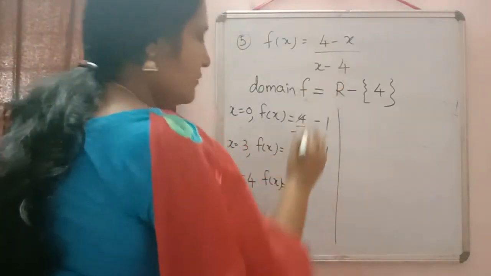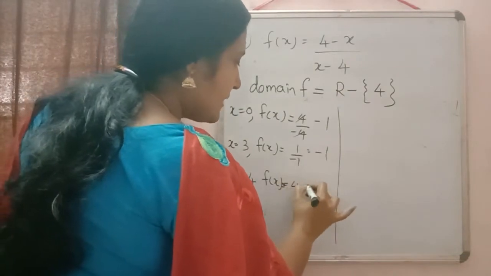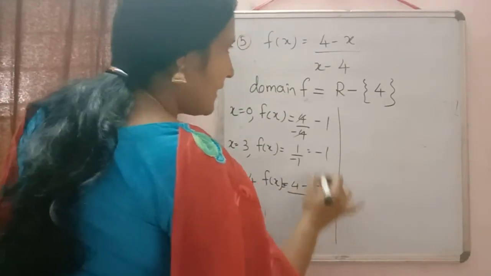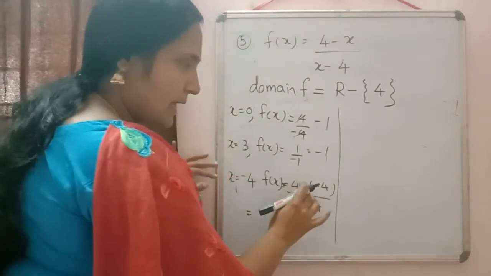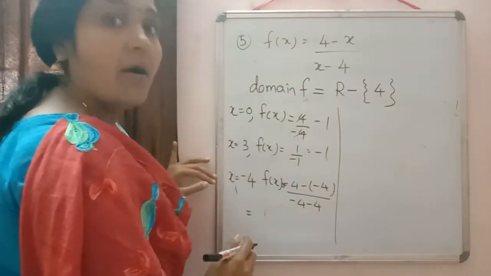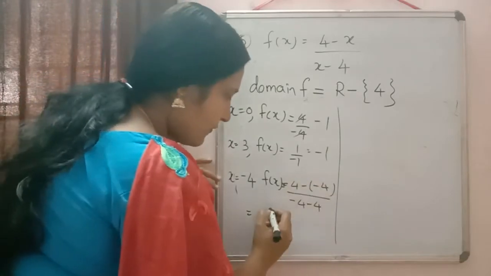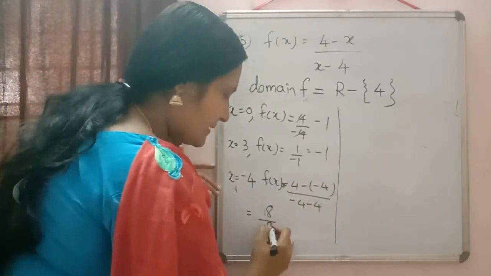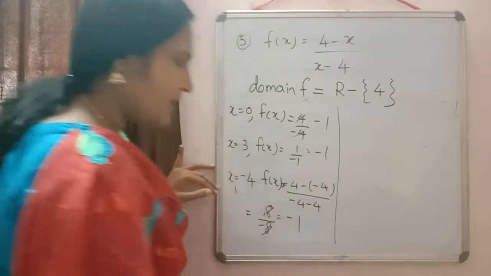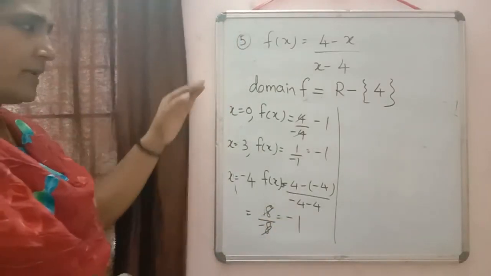Then it will be equal to (4 minus 4) by (minus 4 minus 4). Minus into minus will be equal to plus. Then 4 plus 4 is 8, by minus 4 minus 4, which is minus 8. So again these two will get cancelled. We will get the answer is equal to minus 1.